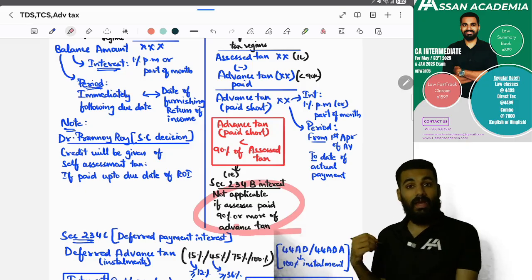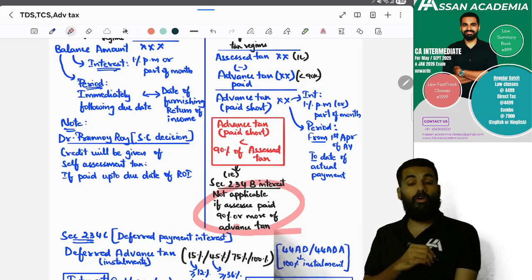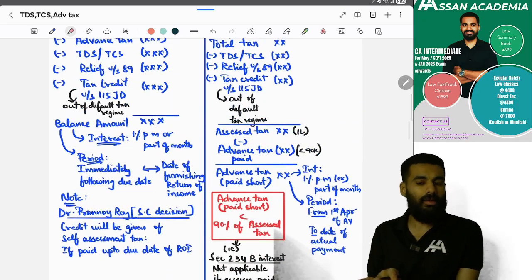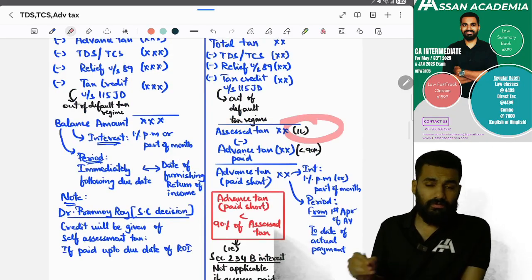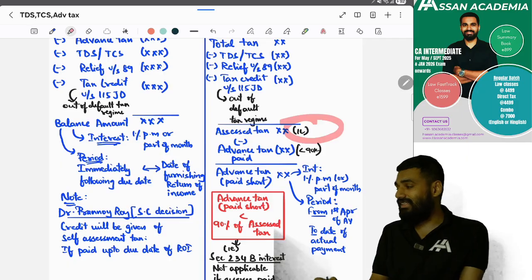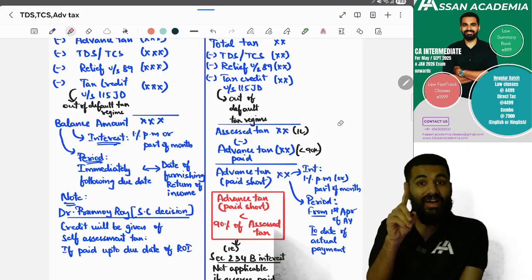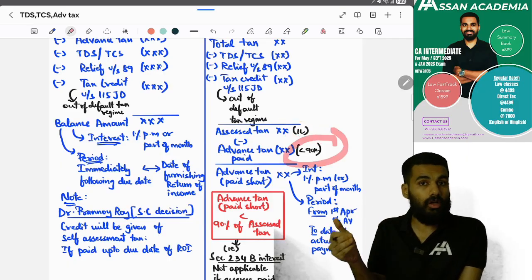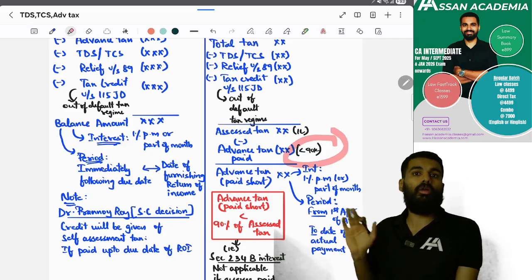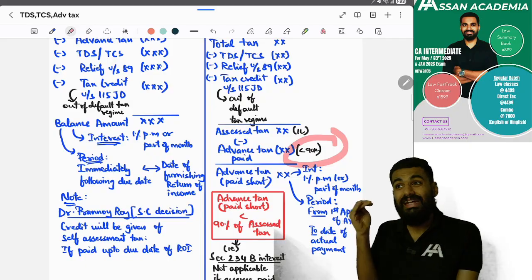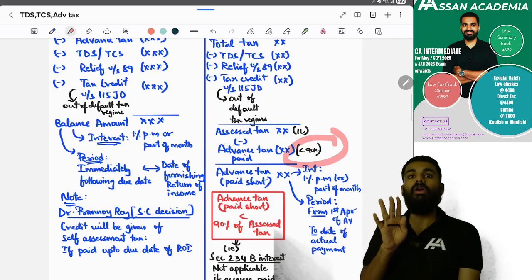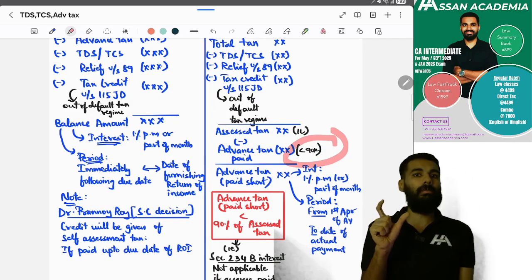If the assessee has paid 90% or more of the advance tax. Sir, unable to understand. Assessed tax is 1 lakh. So advance tax should be 90% or more, which is 90,000 or more. Assessed tax is 1 lakh means 90% is 90,000 or more. It should be at least 90%.